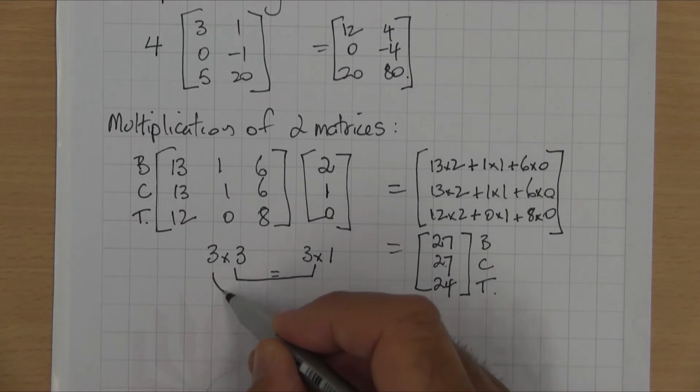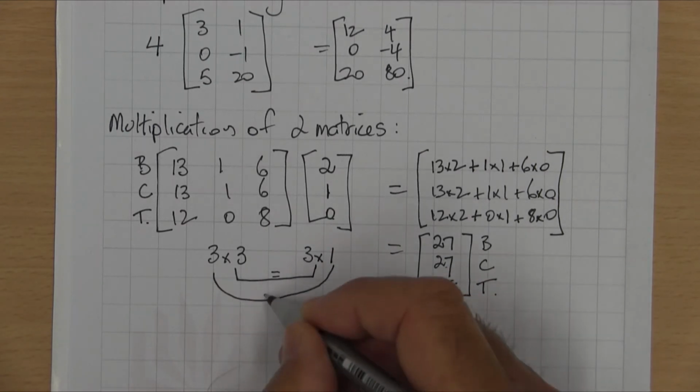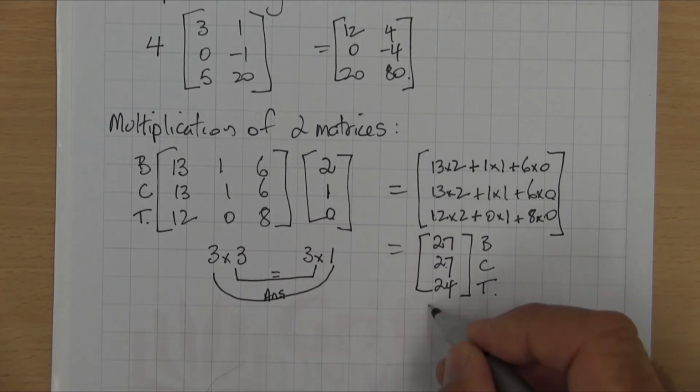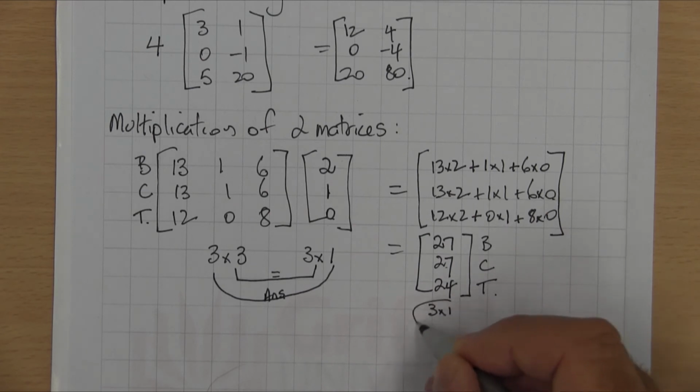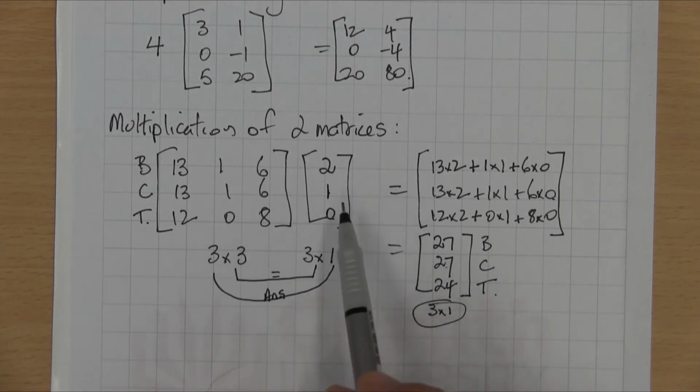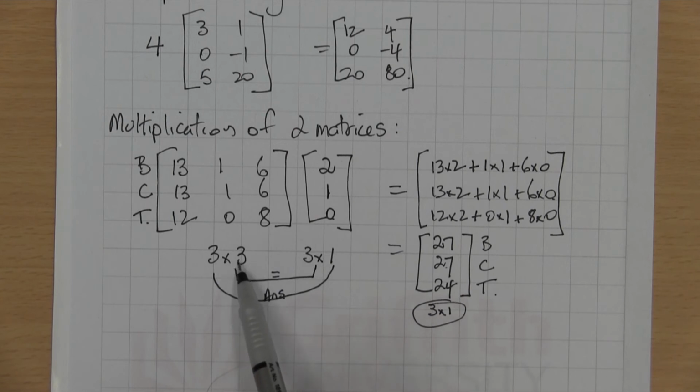And the outer dimensions here are the dimensions of your answer. What's this here? This is a 3 by 1. What are the outer dimensions here? A 3 by 1. So when you're multiplying matrices together, the innermost dimensions must be the same. If you just put down the dimensions, the innermost must be the same, and the dimensions of the matrix at the end will be the outer.